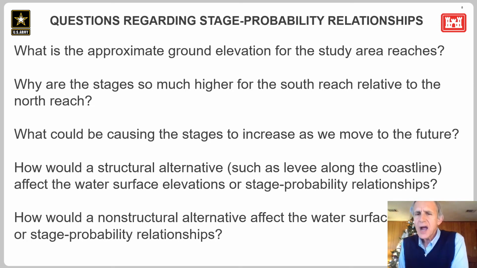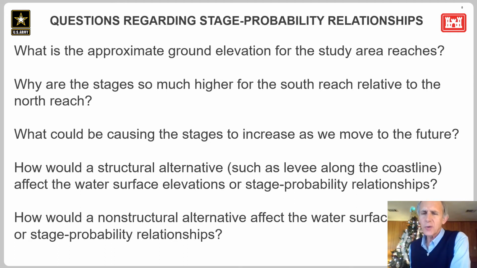Why are the stages so much higher for the south reach relative to the north reach? Well, it's right near the Gulf, and on very large events, those stages come right into that area and cause a lot more flooding than you would 50 miles north from the coast. What could be causing the stages to increase as we move to the future? Well, sea level rise, when we move from 2015 into 2025, especially from 2025 to 2075, projected sea level rise and land subsidence. This is a marshy area, the land is subsiding, and the water is increasing.